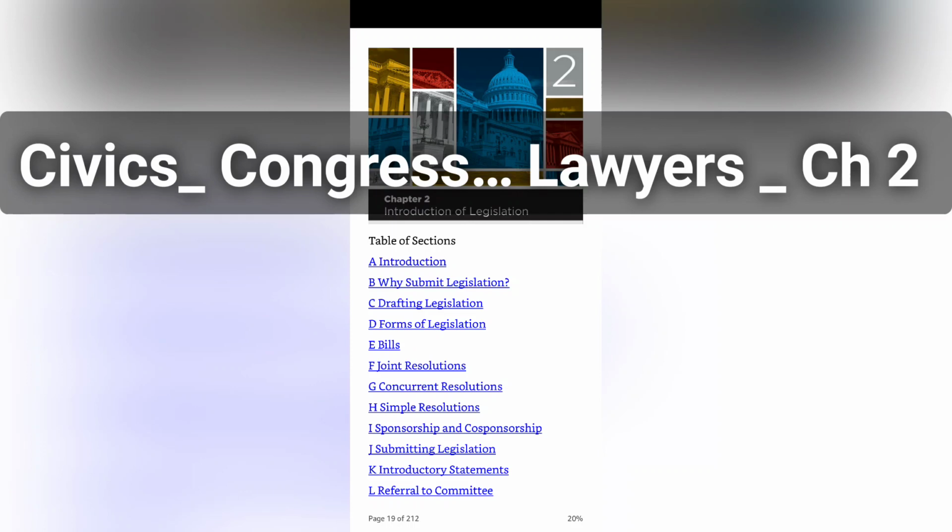Chapter 2, Section H, Simple Resolutions. Simple resolutions may be adopted by either the Senate or the House. They are similar to concurrent resolutions in that they do not become law. They require adoption in only one chamber and are binding only on that chamber. They are numbered sequentially and separately like bills, joint resolutions, and concurrent resolutions. They are designated as H.Res. in the House, H.Res. 14, and S.Res. in the Senate, S.Res. 14.